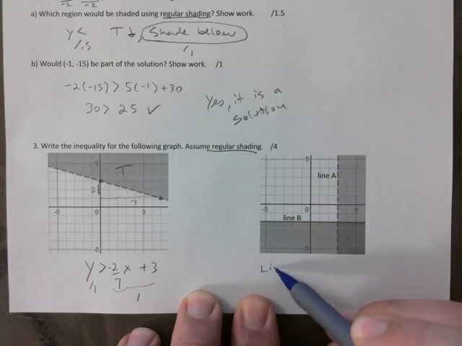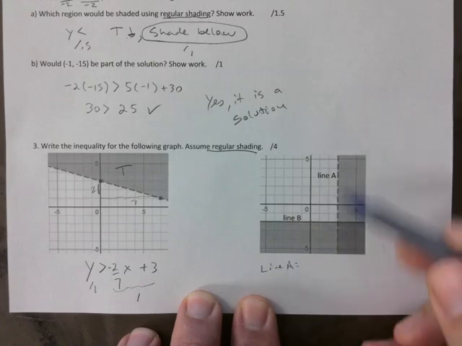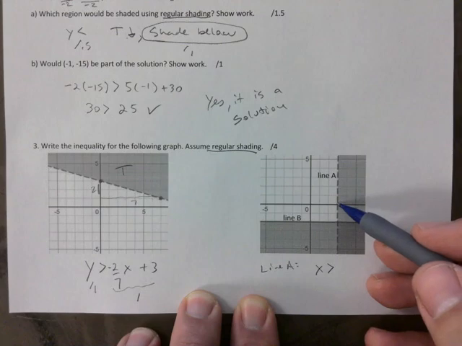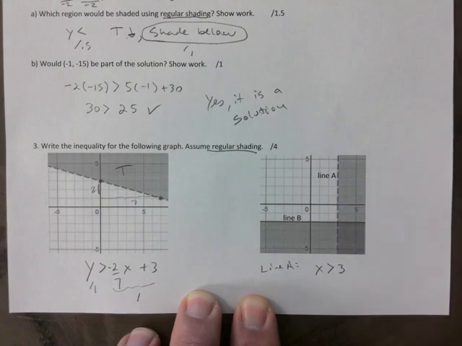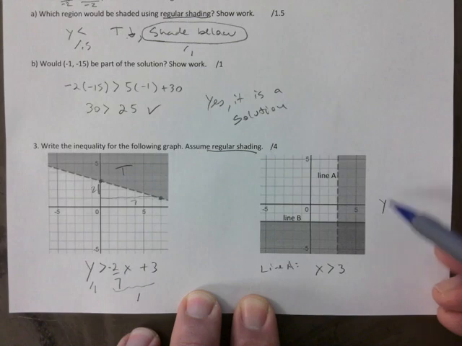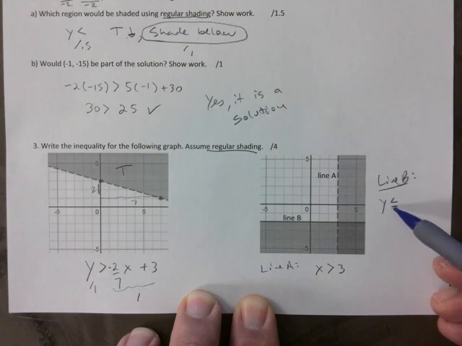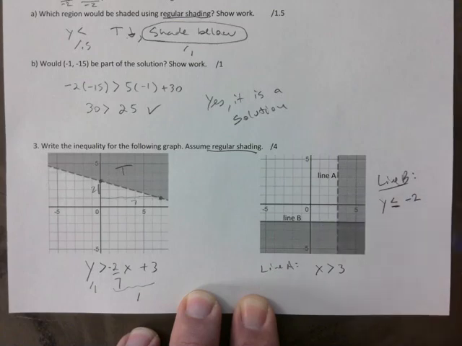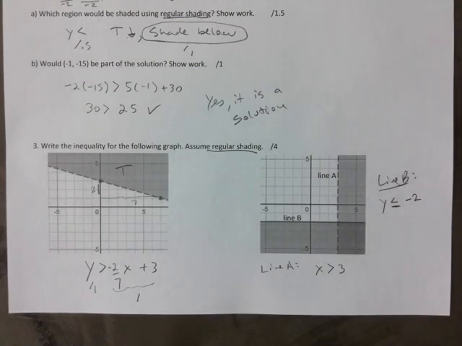For line A, in this case it's a vertical, so it would just be x is greater than, dashed, right? And here we go with 3. That's the mark for that. And line B, it'd just be that one. The true region is below and it's solid. And we are below negative 2, right? So that's my mark for that one.